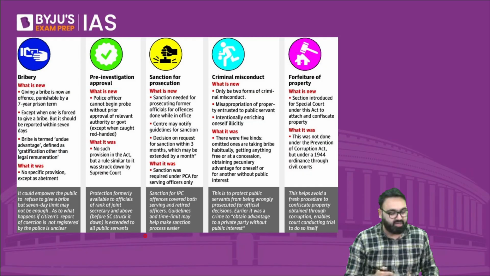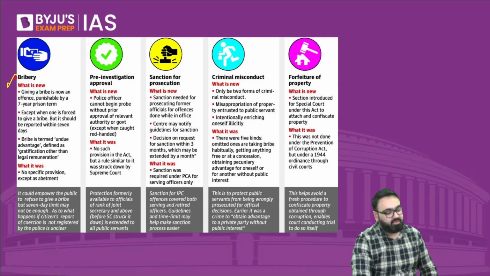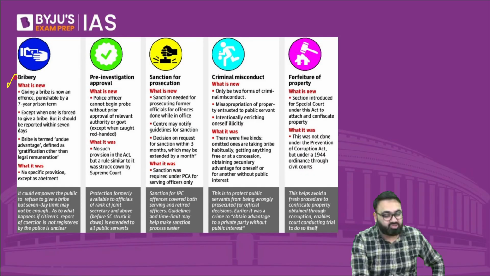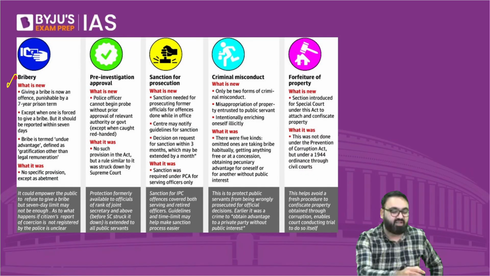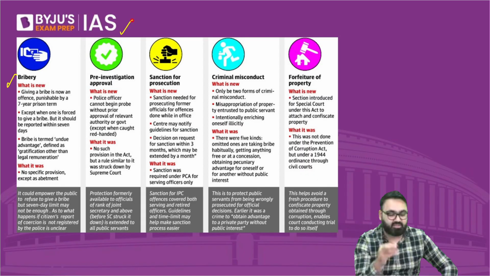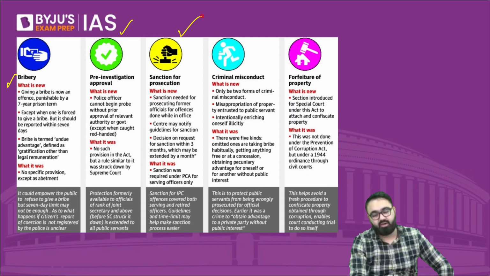You can read it in detail. Giving a bribe is also an offense, up to 7 years of jail. Pre-investigation approval is required. Sanction for prosecution is also required. Property will be forfeited.